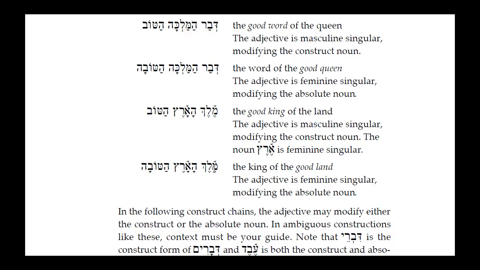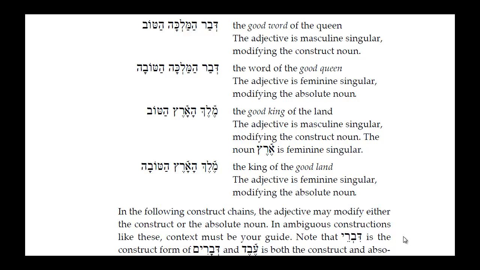All right, we have melech haaretz hatova. Well, king is masculine, but the adjective here is feminine, hatova. The kametz hey ending tells us that the adjective is feminine singular, and it must agree with haaretz, which is feminine singular. So we would translate this as the king of the good land.